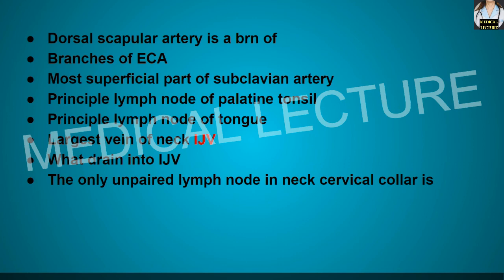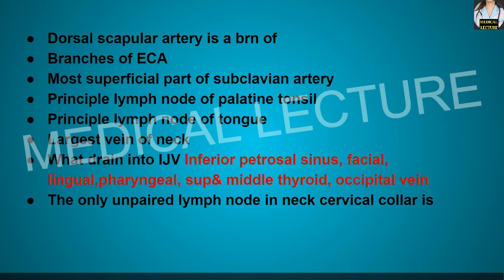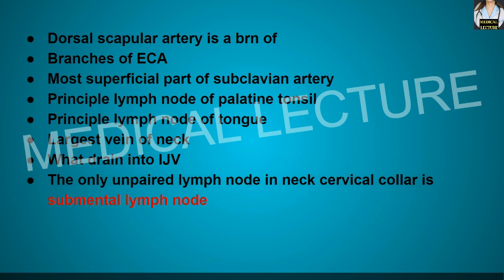Now which veins or sinuses actually drain into the internal jugular vein? It is the inferior petrosal sinus, facial vein, lingual vein, pharyngeal vein, superior and middle thyroid veins, and the occipital vein that drain into the internal jugular vein. The only unpaired lymph node in the cervical collar of the neck is the submental lymph node.